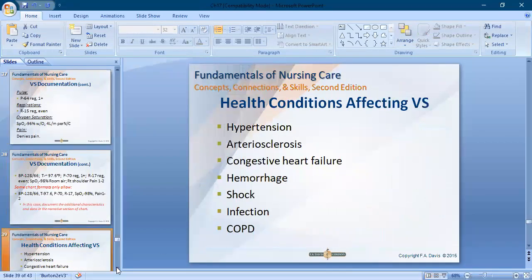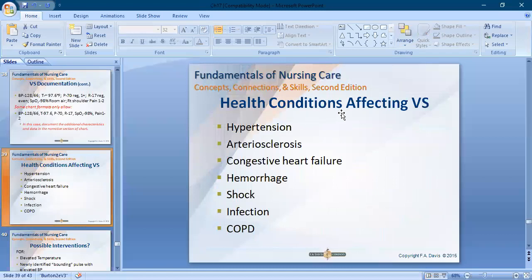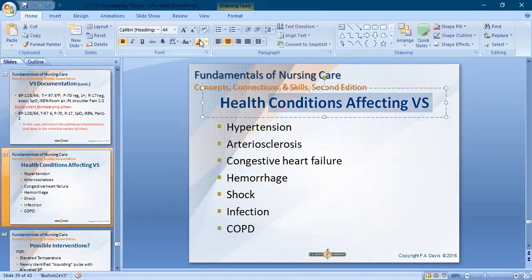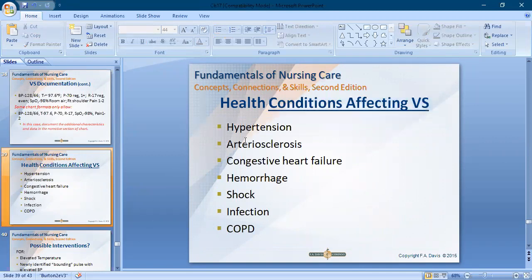Okay, so next here, health conditions affecting vital signs. What are the health conditions that affect the vital signs? Very easy. Let me read it at least one time, then we finish. Hypertension alters the vital signs.